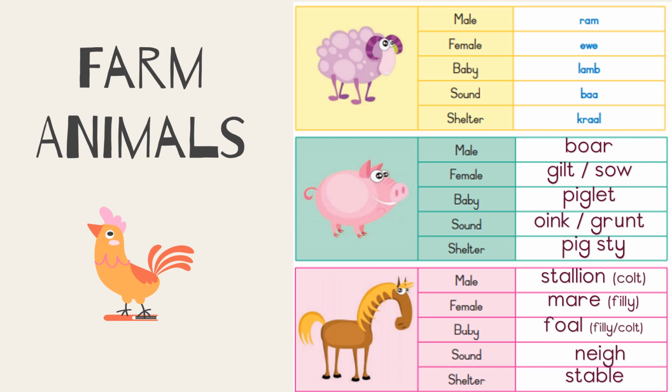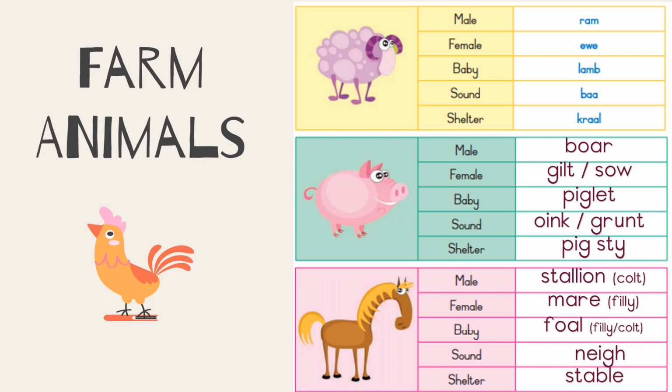Then we have the pig. A male pig is called a boar. A female pig is called a gilt when she doesn't have piglets, and a sow when she does have piglets. The baby pig is a piglet. The sound a piglet makes is an oink or a grunt, and they live in a pigsty.